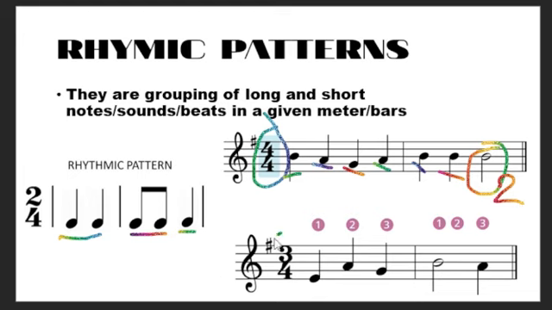Let's talk about the next one here. We have 3/4, which means in one bar we have a 3 beat pattern. Here we have 3 crochets. Then in the next bar we have a minim and 1 crochet. So 1 minim makes 2 beats plus 1 crochet makes the 3 beat pattern.